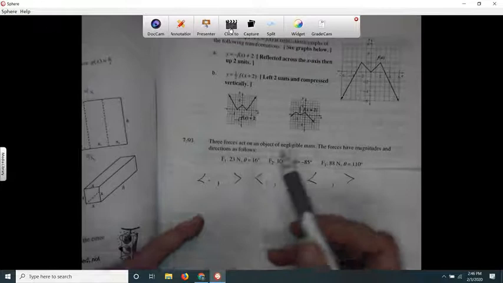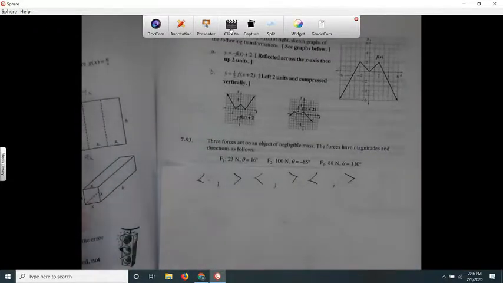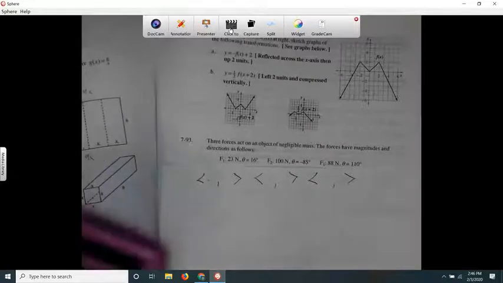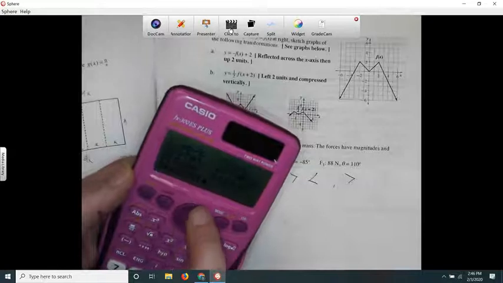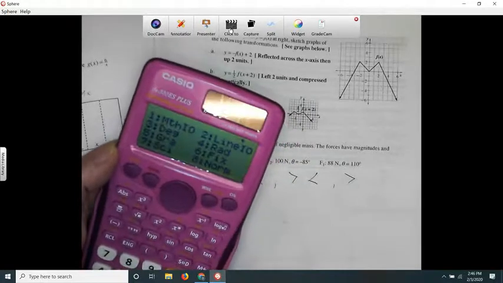My calculator's in radian mode. Okay, so maybe people need to see this. Oh, I see. Look, I learned. Oops. I'm going to push 3. I'm in degree mode. Ta-da!